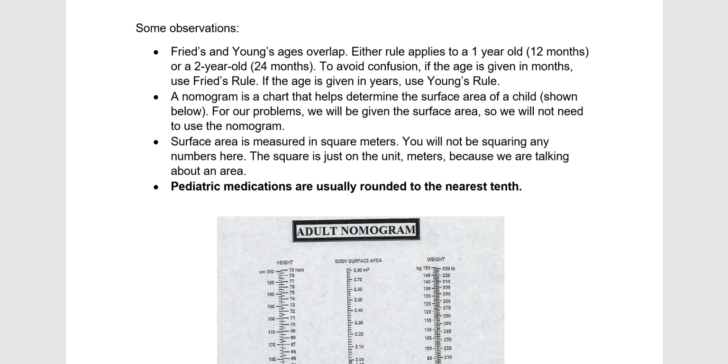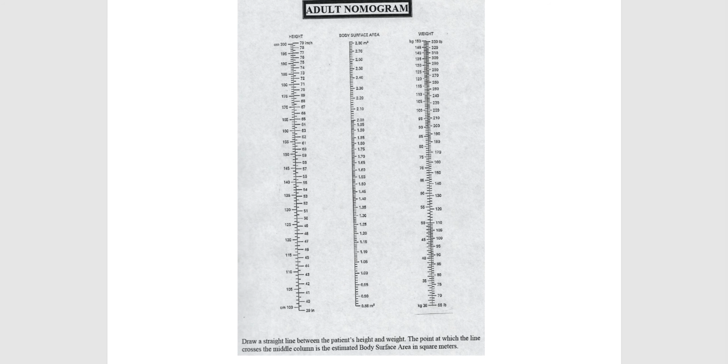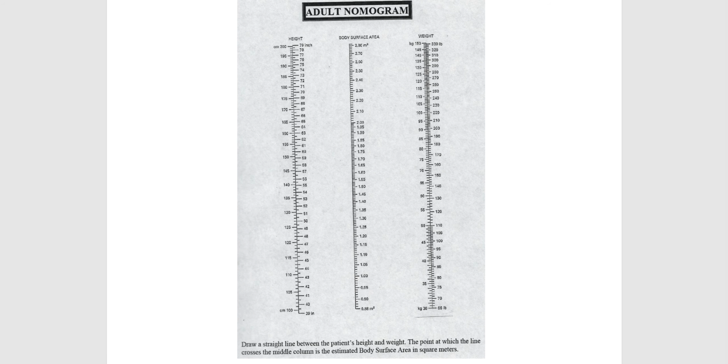And the second observation: we're going to be given the surface area of the child in the question, so we're not going to have to use any sort of charts to figure it out. But something called a nomogram can be used to help determine the surface area of a child. For example, it's shown right here below. Let me zoom out a little bit. As you can see, we have 3 columns. We have the height on the left, the body surface area in the middle, and the weight on the right.